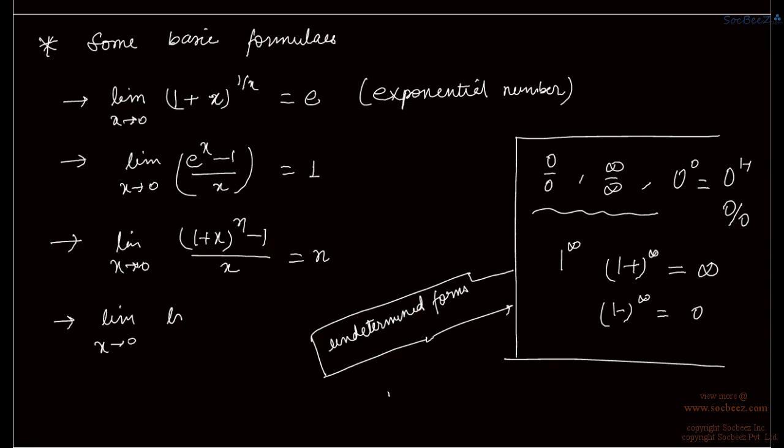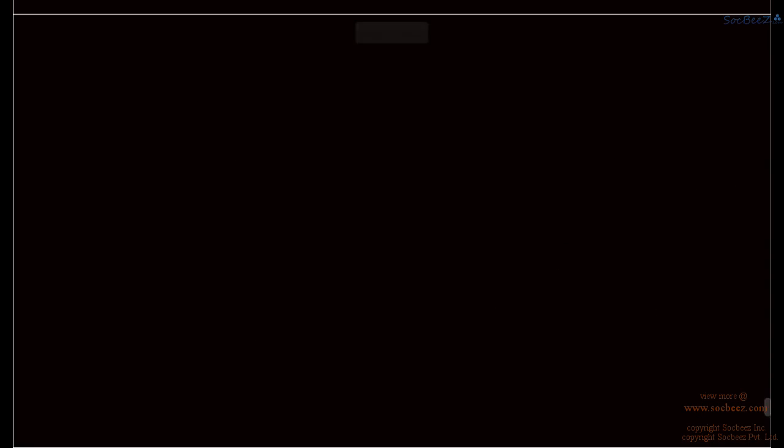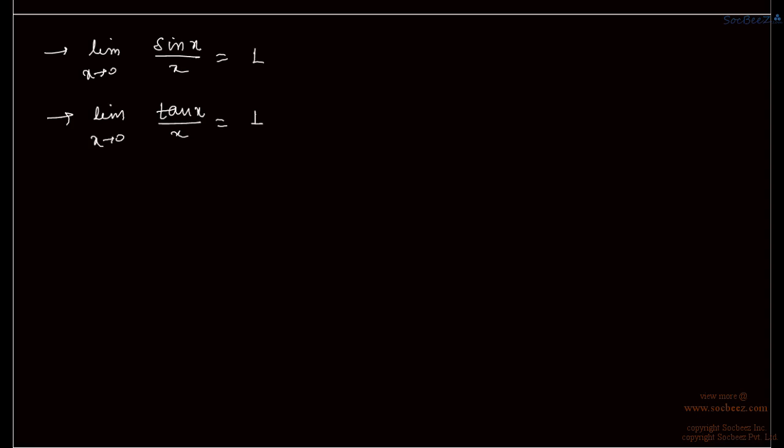Then limit x tends to 0 of ln, that is log base e, (1 plus x) upon x is equal to 1. Then we have some trigonometrical limits, that is limit x tends to 0, sin x upon x is equal to 1. We have limit x tends to 0, tan x upon x is equal to 1.